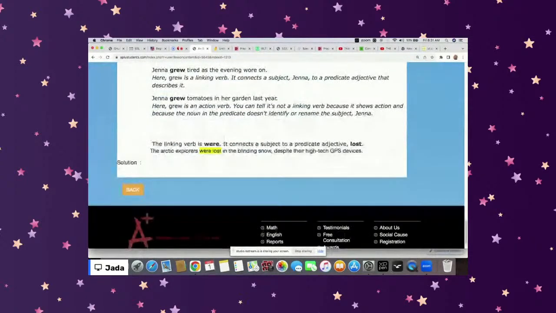So the Arctic explorers were lost in the blinding snow despite their high-tech GPS device. Now, the linking verb is were, which connects a subject to a predicate adjective, lost. So remember that we have the predicate adjective, the predicate noun, and also the linking verb.